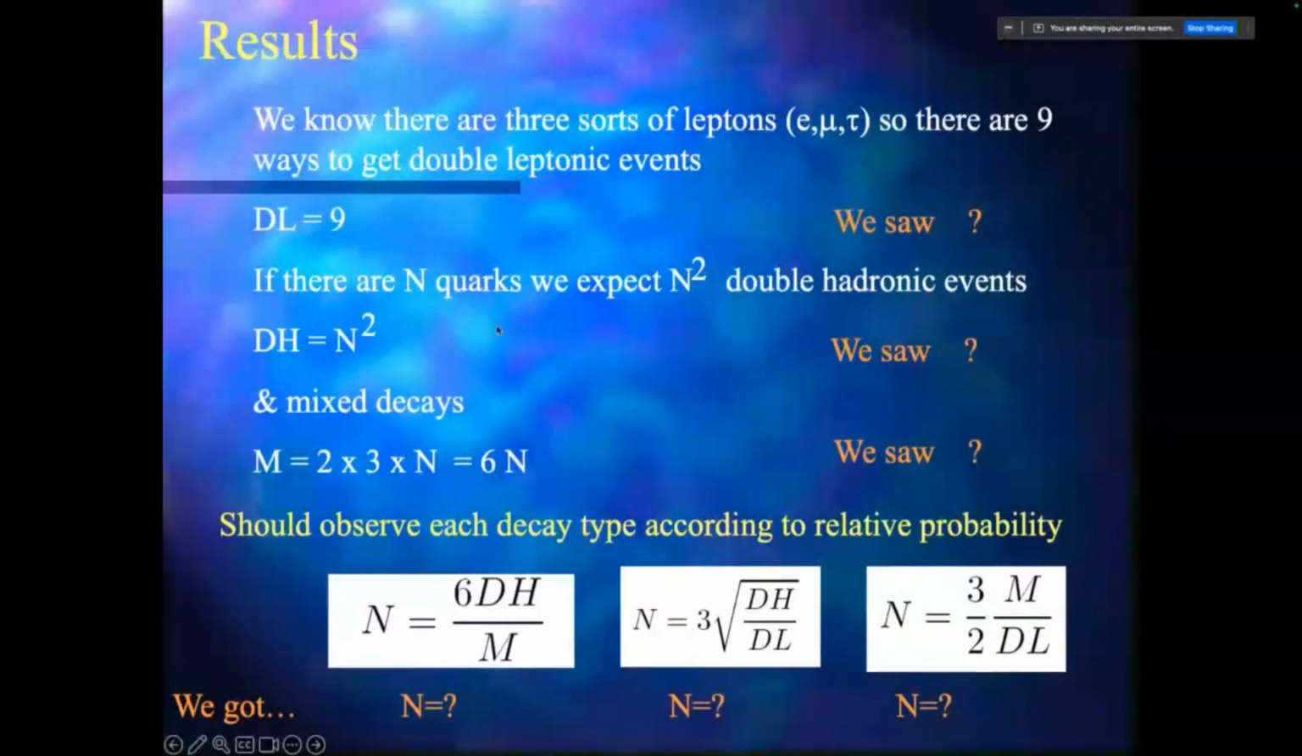Okay. If there are n quarks, we expect n squared of those. And I can tell you that we saw 9 of those. And then for the mixed, we saw 8.